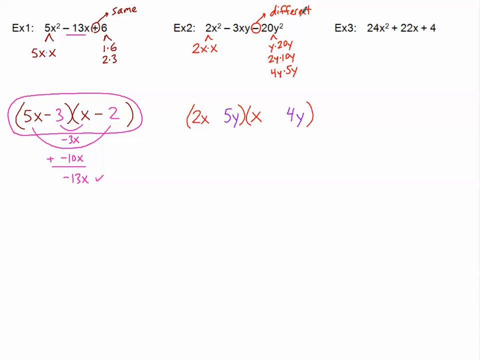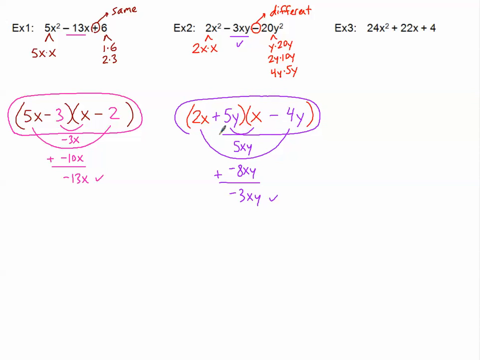And I know that they're different, so I'll just throw in a plus and a minus. Let's just see what happens. I multiply the inner terms and I get 5xy. I multiply my outer terms and I get negative 8xy. Add these two numbers up and I get, hey, look at that, negative 3xy. I believe that's exactly what I needed. Check mark. I lucked out and I got it right on the first try. No trial and error.